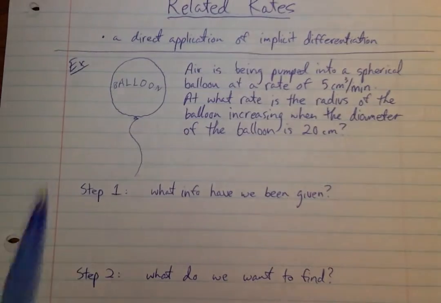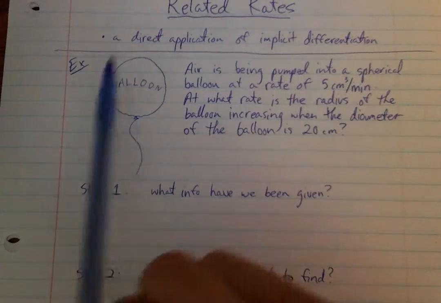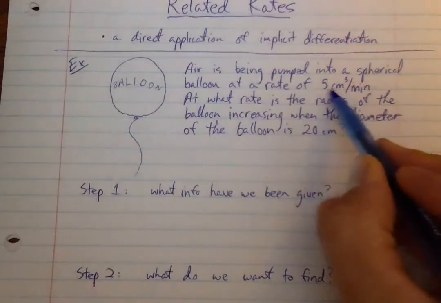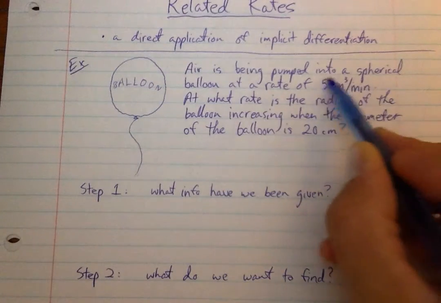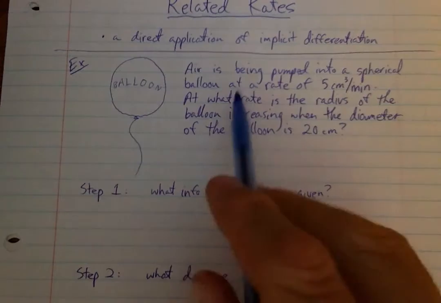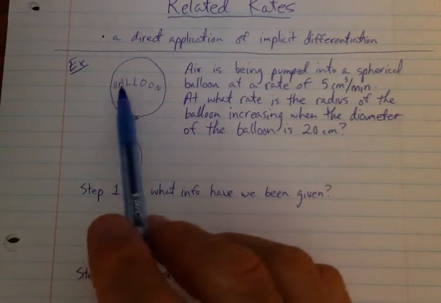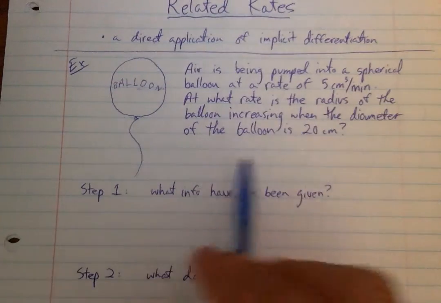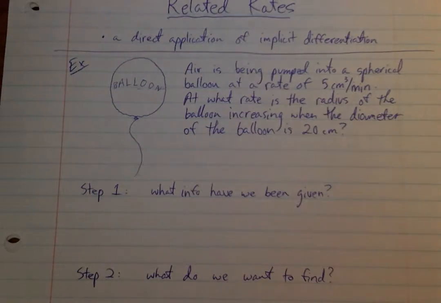So, we've got a balloon. It's a spherical balloon, and air is being pumped into it at a rate of 5 centimeters cubed per minute. At what rate is the radius of the balloon increasing? The radius, remember, is the center to the outside, when the diameter of the balloon is 20 centimeters.